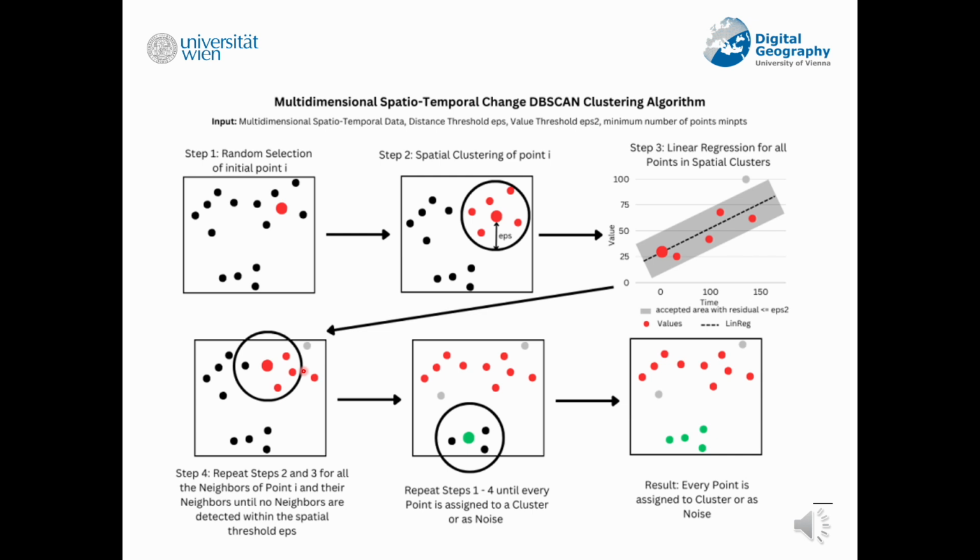After this, the second and third step are applied to all the neighbors and their neighbors until no neighbors are detected within the spatial threshold value. These four steps are then repeated for all the points until every point in the data is assigned to a cluster or is classified as noise.